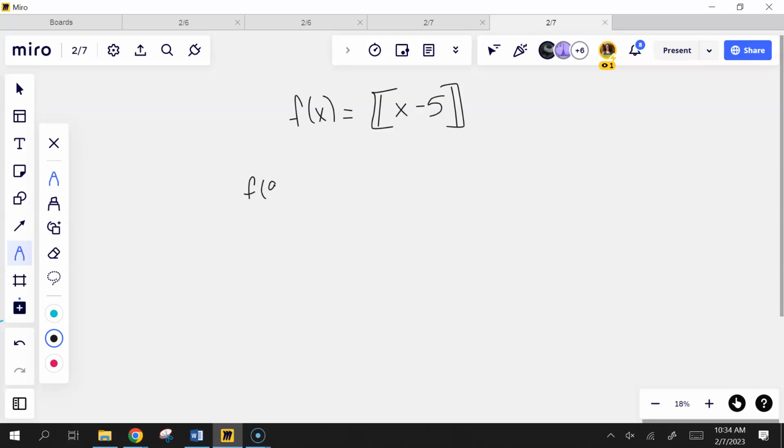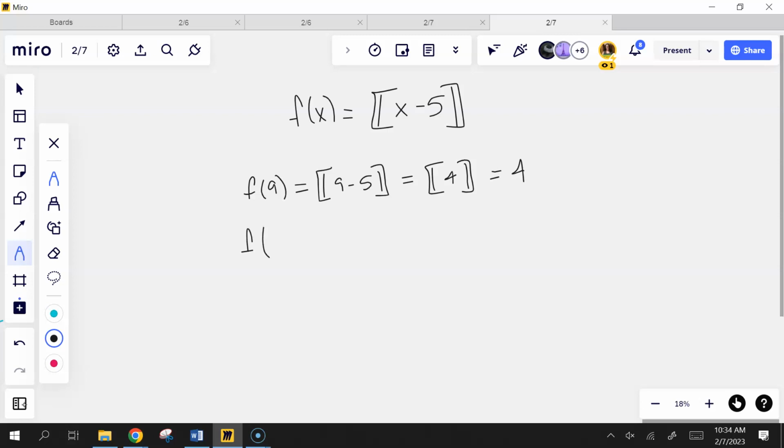What would f of 9 be if f of x is the greatest integer of x minus 5? I'm just going to plug in so that you see. So I'm looking for the greatest integer of 4. So it's, of course, 4. Right? That might have been easy.